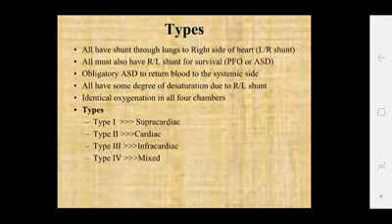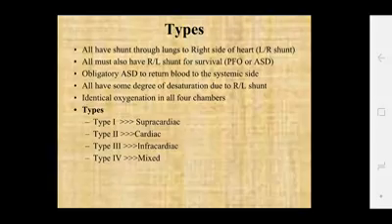The types of total anomalous pulmonary venous connection. I will say the types and then I will describe the hemodynamics. We have 4 types of total anomalous pulmonary venous return. Type 1, which is the supracardiac type. Type 2 is the cardiac type. Type 3 is the infracardiac type. Type 4 is the mixed type.